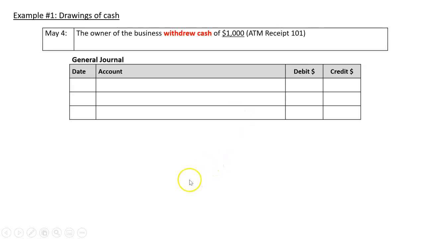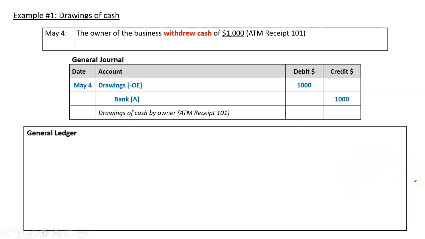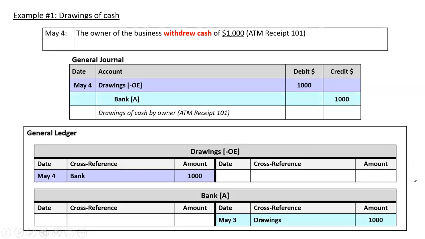We created a ledger called drawings, which is a negative owner's equity. So when it goes up, it's a debit. And then on the credit side, we've got the bank of the business going down $1,000. We do a narration, drawings of cash by owner, ATM receipt 101. And then we'd post that to our general ledger. We had a debit to drawings and a credit to bank. So simple, we've been doing that for quite some time.